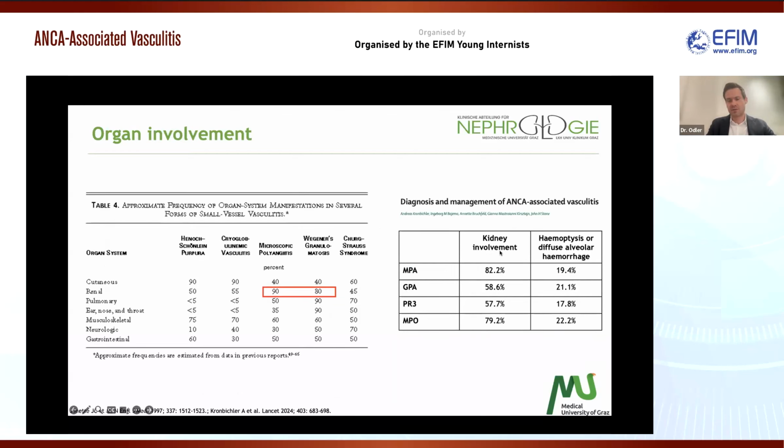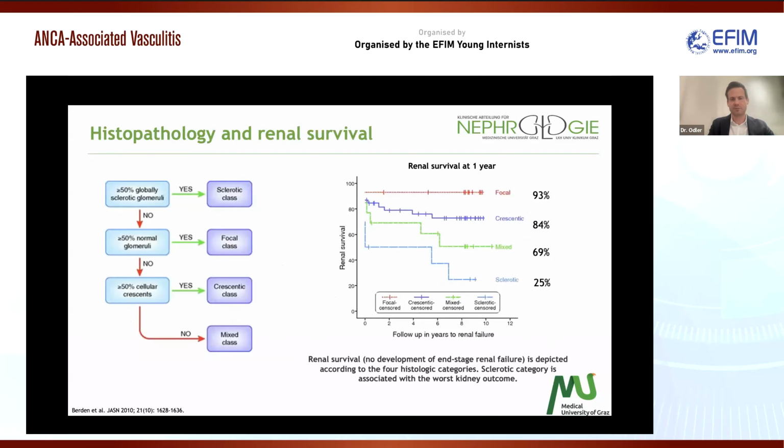Other organ involvements are also important predictors of mortality. Diffuse alveolar hemorrhage also belongs to these organ manifestations, and it can occur in up to 20% of our patients. So this is also important if we are discussing the treatment of this disease.